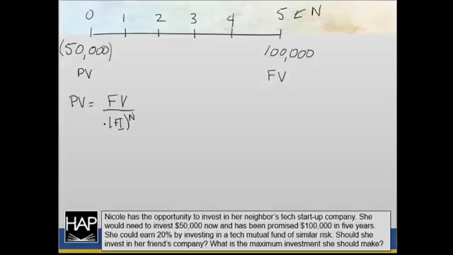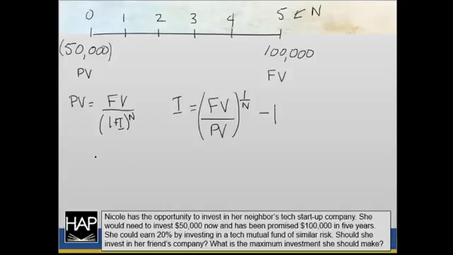If we look at the formula of present value equals future value over 1 plus the interest rate to the power of n, and rearrange it to solve for the interest rate, we see that the interest rate is equal to the future value over the present value to the power of 1 over n minus 1.